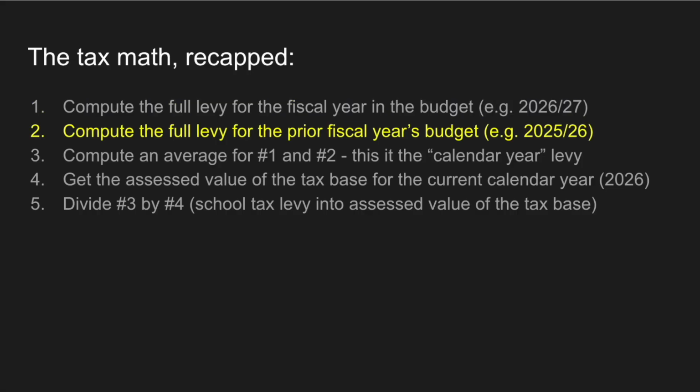So let's recap. We computed the full levy for the fiscal year being budgeted for. We then computed the full levy for the prior year fiscal budget. Then we got the average of number 1 and 2. That gets us to a calendar year school tax levy. Then we pulled the assessed value of the tax base for the current calendar year, which is published by the school board for us. And then we divided the school tax levy for the calendar year into the assessed value of the tax base for the calendar year.